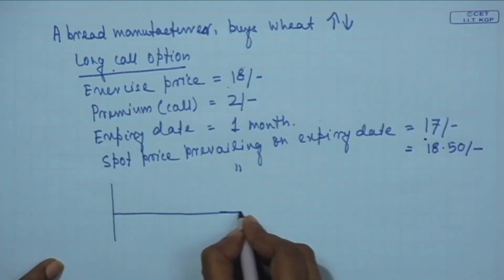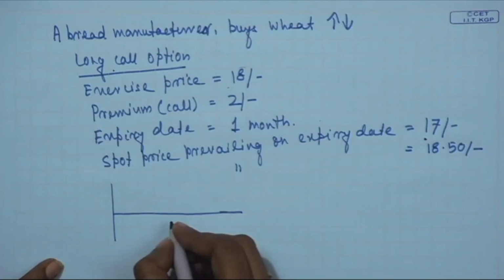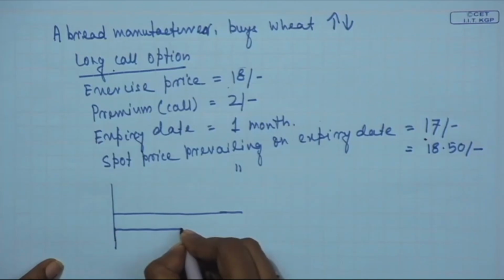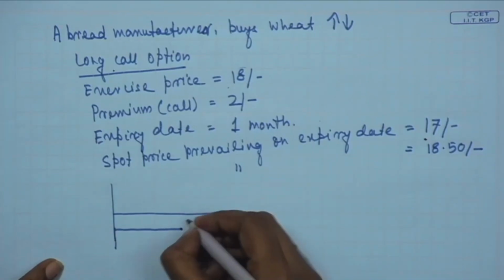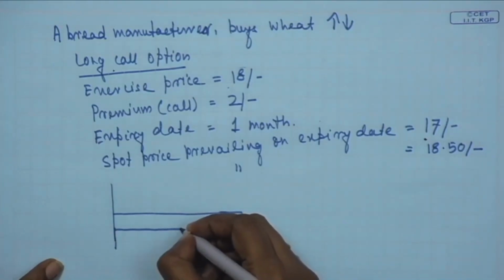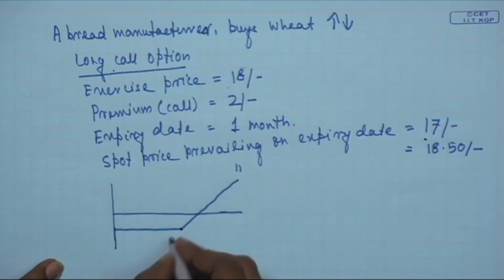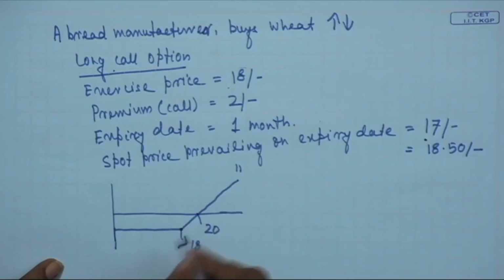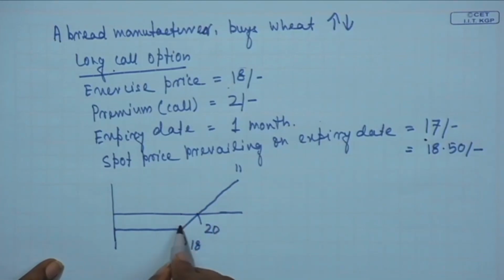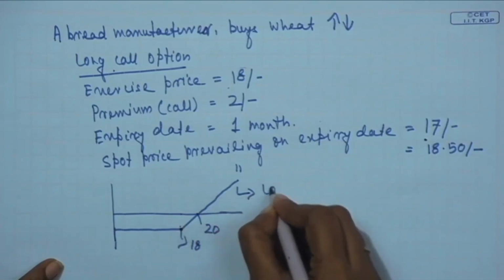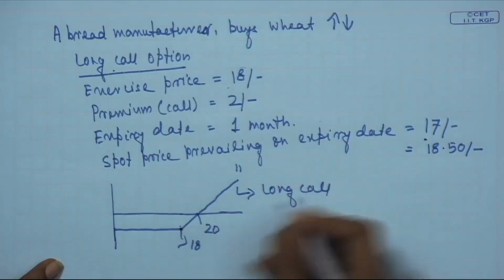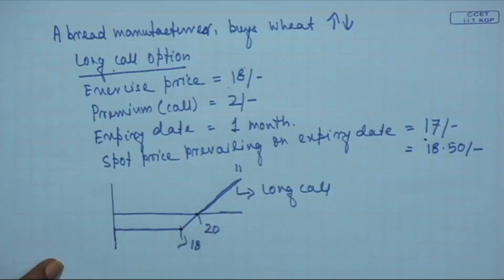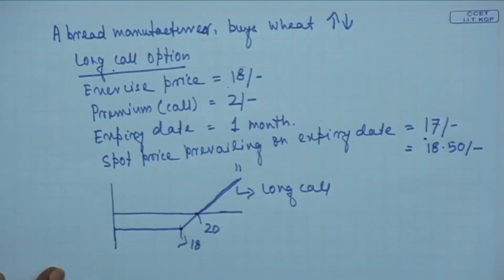So, this axis is the different spot prices. Any price up to 18 he will not exercise, but any price after 18, so this is your 18 rupees, this is your 20 rupees. Any price after 18 rupees, the long call will exercise its option, and any price after 20 he will start making profit from the long call.